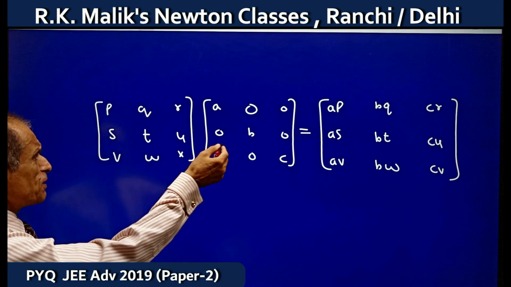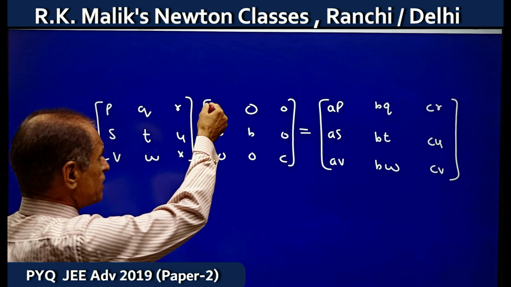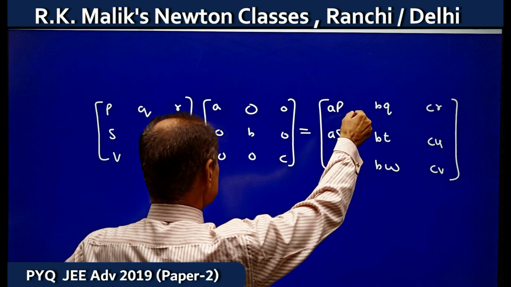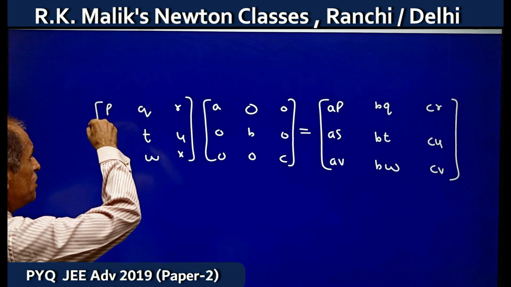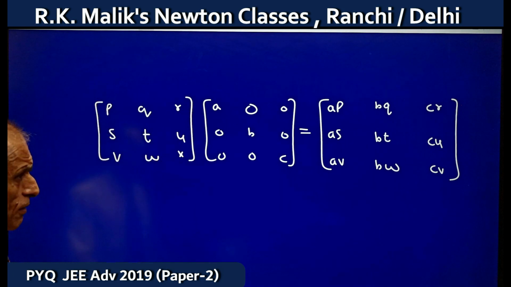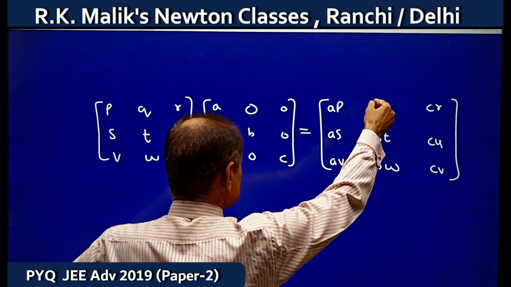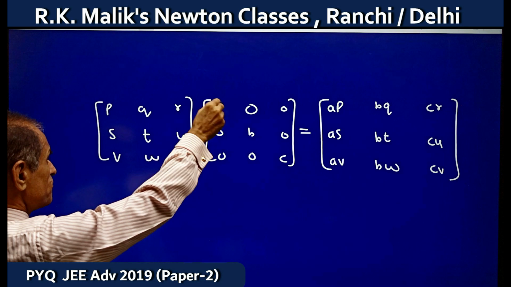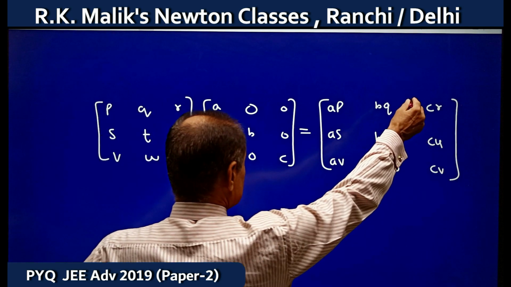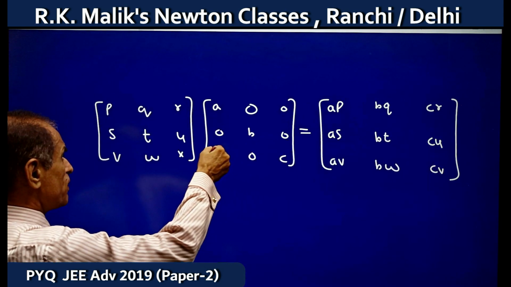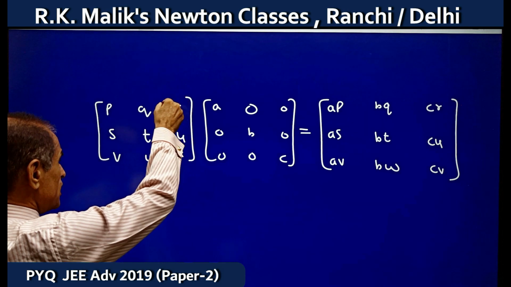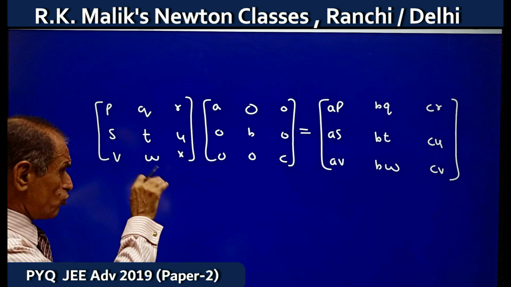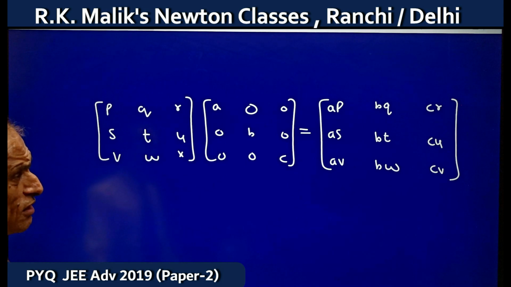Similarly, if you post multiply any general matrix by some diagonal matrix, for the resultant matrix, the elements of first column will be obtained by multiplying the elements of first column of general matrix by A. Elements of second column will be obtained by multiplying the elements of second column by B, and elements of third column will be obtained by multiplying the elements of third column of given matrix by C. Previously, the same thing was going in rows. This time, the same thing is going in terms of columns.